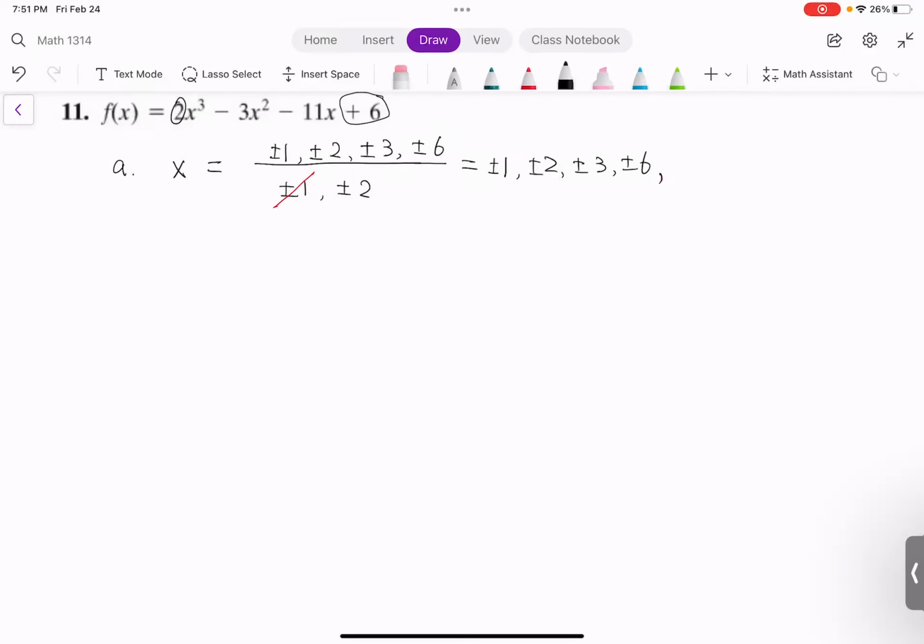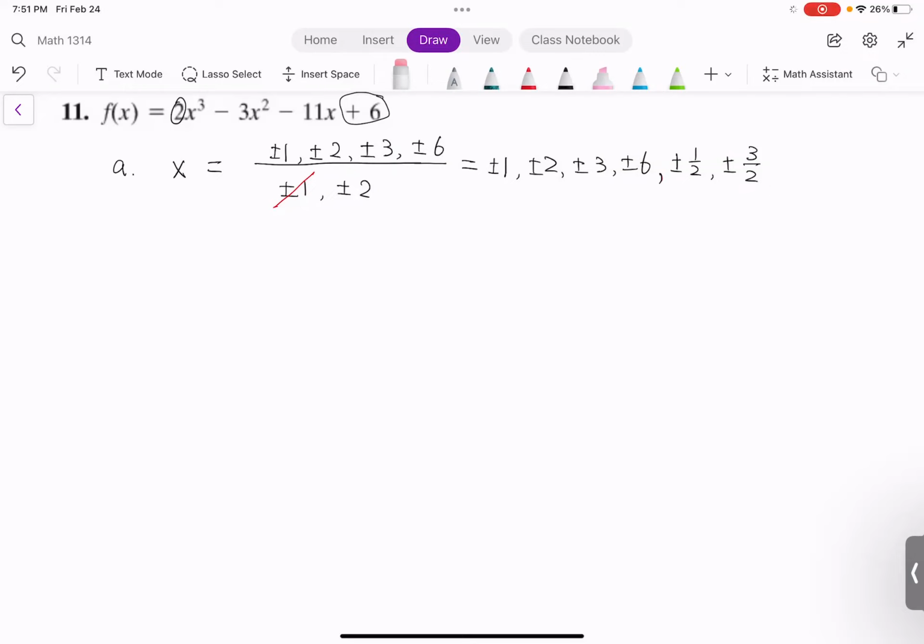Positive or negative 1 divided by 2 is positive or negative 1/2. Then positive or negative 1, because 2 over 2 is 1. But 1 appears here, so I don't need to have this. Then positive or negative 3 over positive or negative 2 is positive or negative 3/2. And then positive or negative 6 over positive or negative 2 is positive or negative 3. But we see positive or negative 3 appears here, which means I can ignore that.